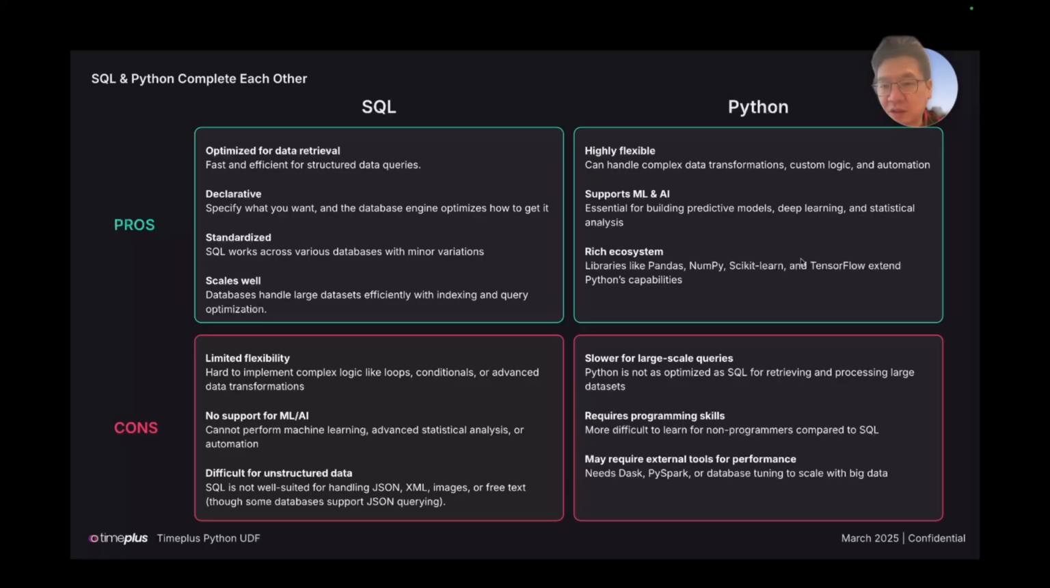First, let's talk about SQL. SQL is optimized for data retrieval, so it's fast and efficient. If you have structured data in your database, you can use SQL to efficiently query all this data. And it's declarative. That means you just tell the SQL database what you want to achieve, instead of writing code. You specify what data you're trying to get, and then you get it. That's declarative.